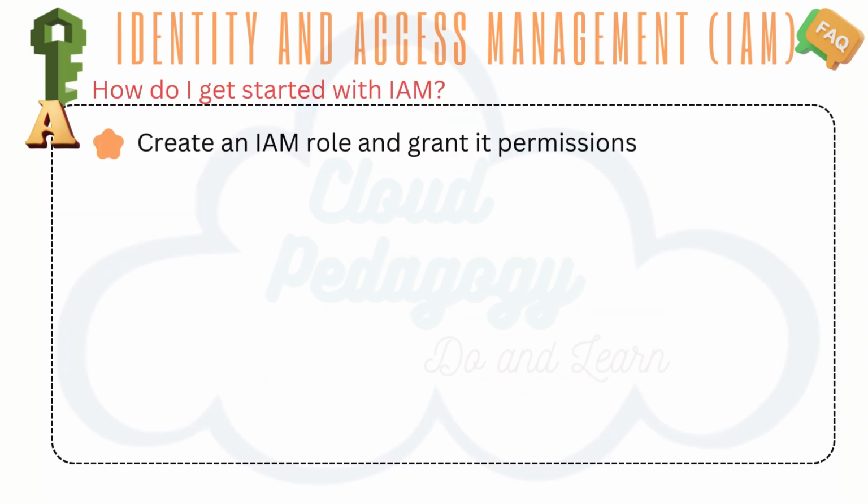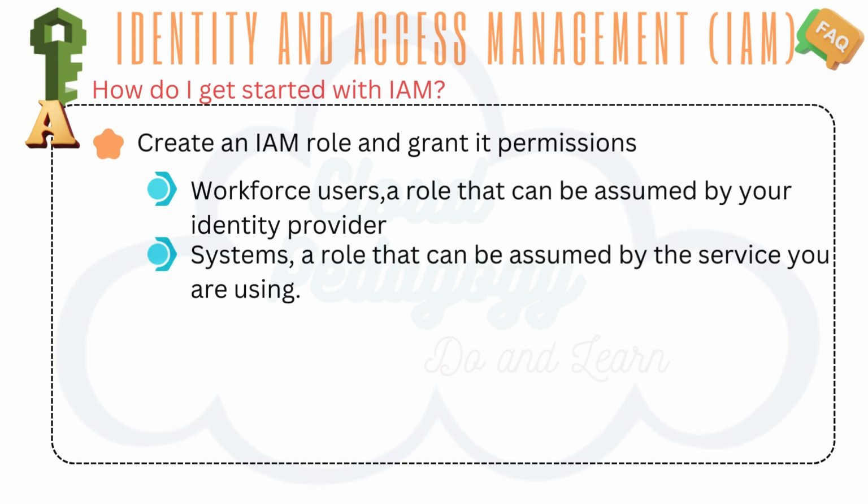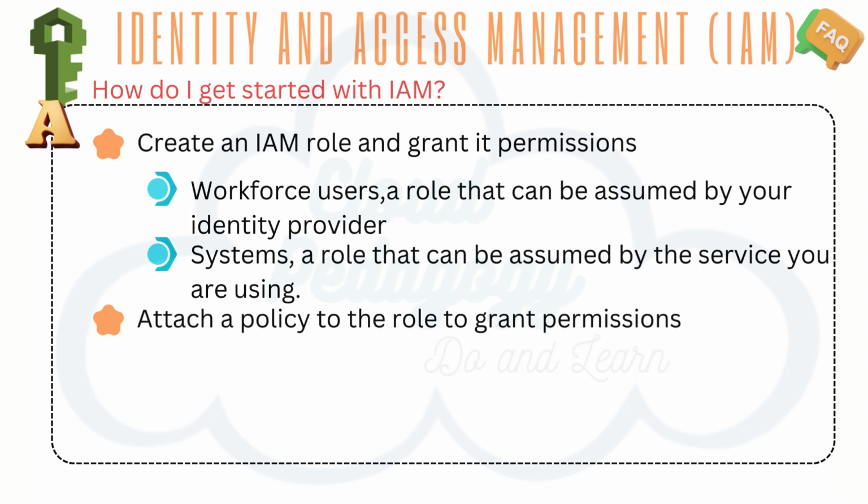Next question, how do I get started with IAM? To get started using IAM to manage permissions for AWS services and resources, create an IAM role and grant it permissions. For workforce users, create a role that can be assumed by your identity provider. For example, for systems, create a role that can be assumed by the service you are using, such as an Amazon EC2 or AWS Lambda.